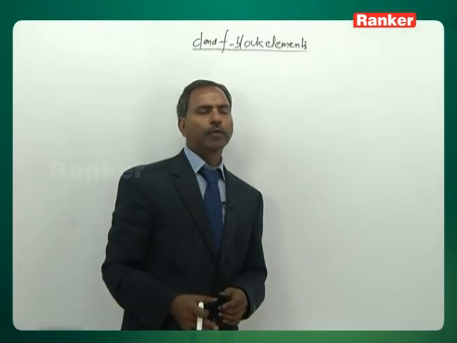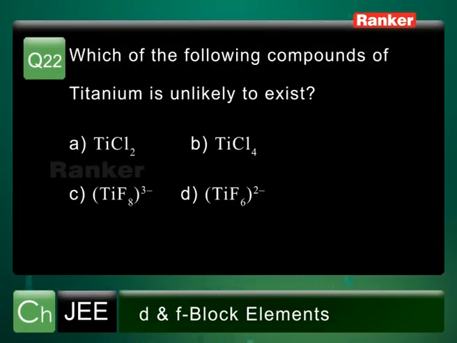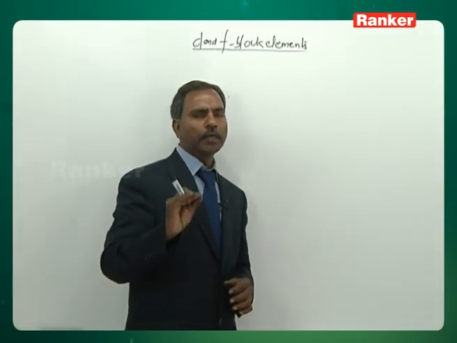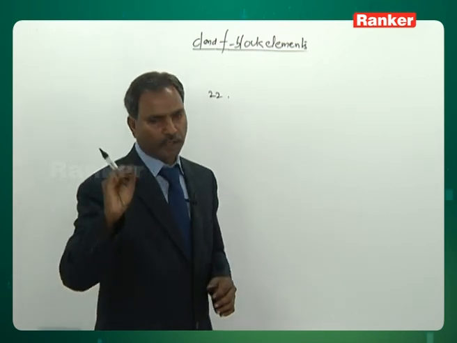Coming to question number 22, which of the following compounds of titanium is unlikely to exist? Wherever such a question appears, see the metal is titanium. Titanium's maximum oxidation number is plus 4. If among options A, B, C, D the oxidation number is more than plus 4, that particular compound of titanium does not exist.